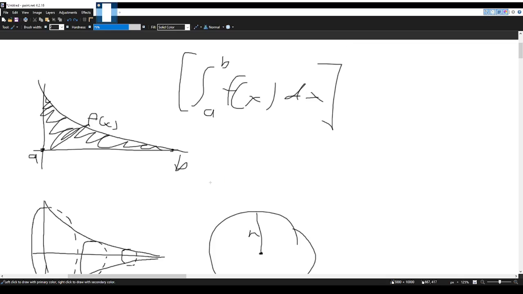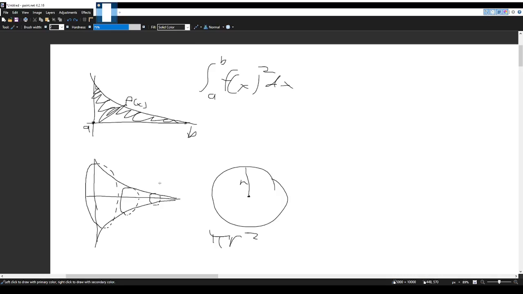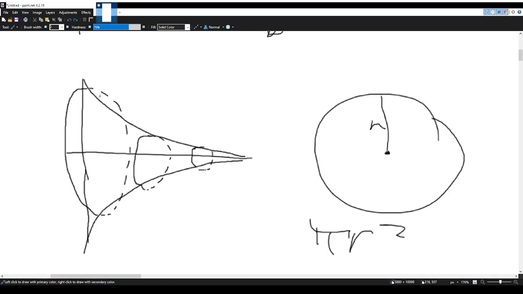The only real difference is you actually have to square the function inside the integral. You don't square the whole integral itself, you don't do this squared, you do it inside. So the idea with that is, basically, you're going to find the volume or area of each disk, of each circle here.